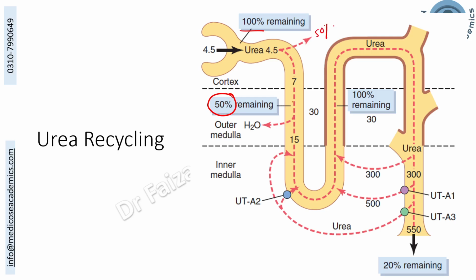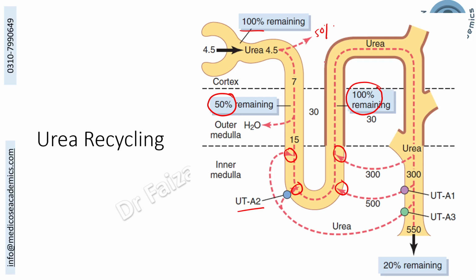Now this 50% of the remaining urea content, while passing through the descending and ascending loop of Henle, is modified. How is it modified? Further urea is added to this, as you can appreciate over here by this urea transporter A2. When this reaches the thick ascending limb of loop of Henle, this is again 100%. So 100% when filtered, 50% reabsorbed at the PCT, but re-added in the thin descending and thin ascending limb of loop of Henle. So at the thick ascending limb of loop of Henle, this is again 100%.